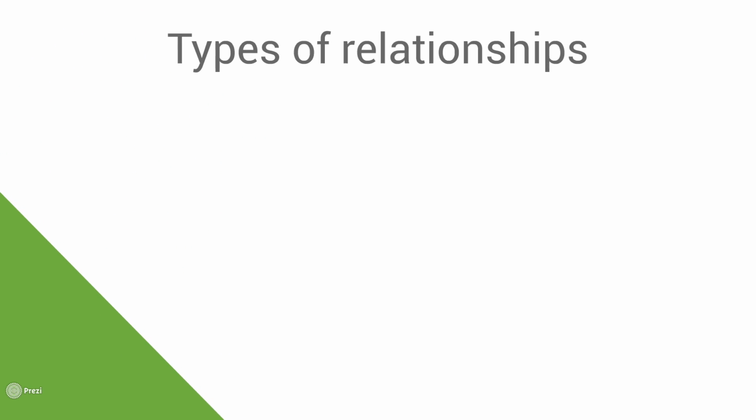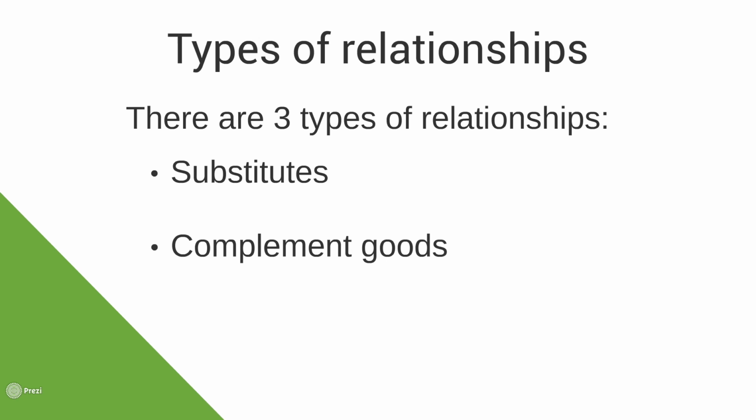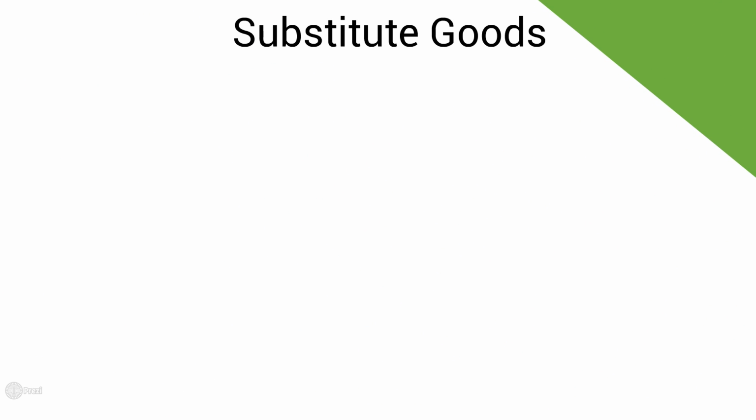There are three types of relationships between two goods and services. One is substitutes, which we'll be looking at today. Another is complementary goods. And the final one is unrelated goods. So let's start with substitute goods.